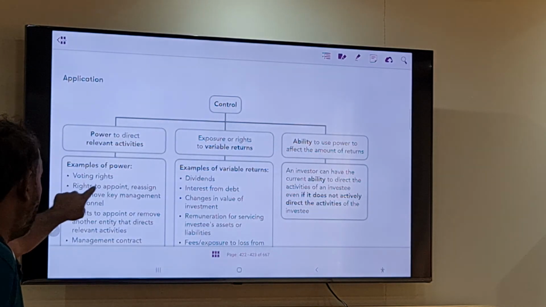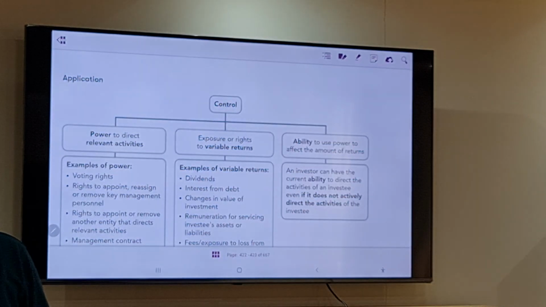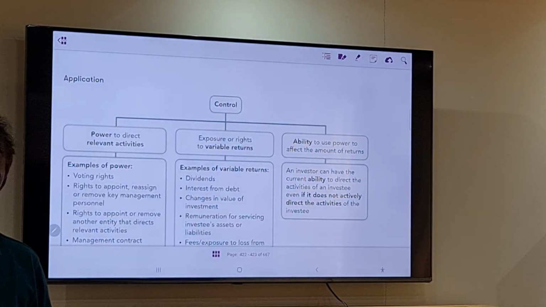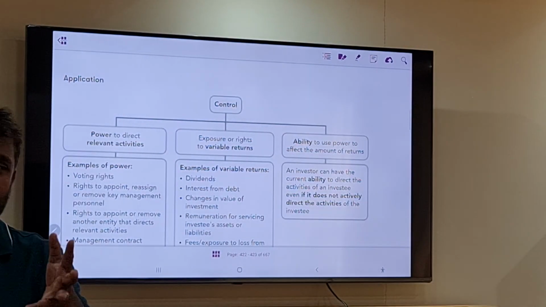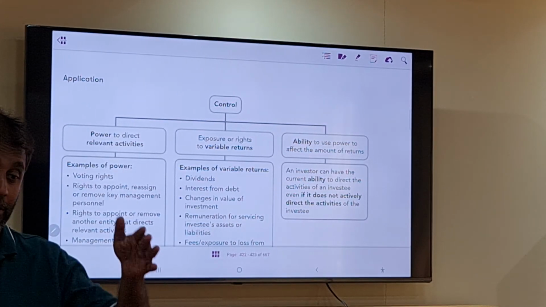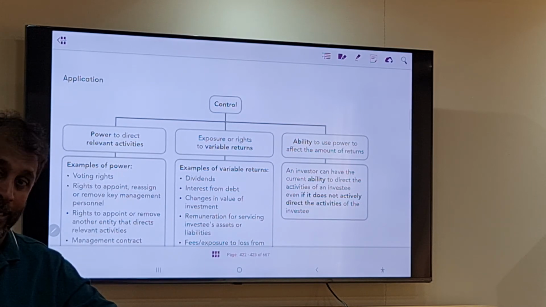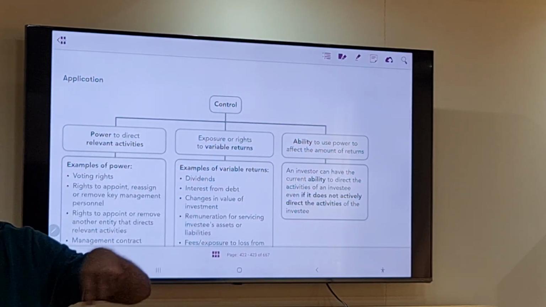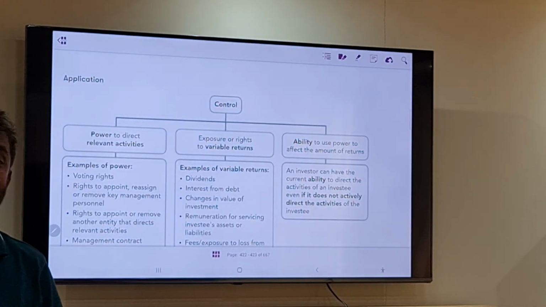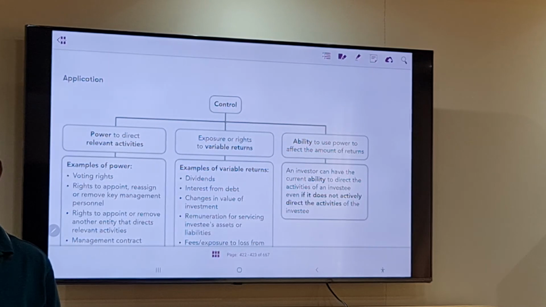So that's number one. Number two, the right to appoint, reassign or remove key management personnel. Let's say on 1st of April 2022, a company purchased another company. They invested, let's say, 60%. Now, in the month of May, there is a board meeting. The investors also will come, and they see that some other old board members are there. They have the power to say, my friend, can you get out? Clear?